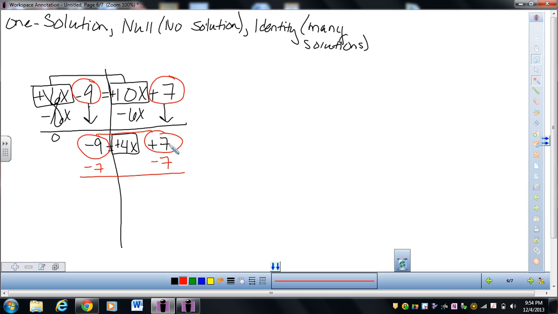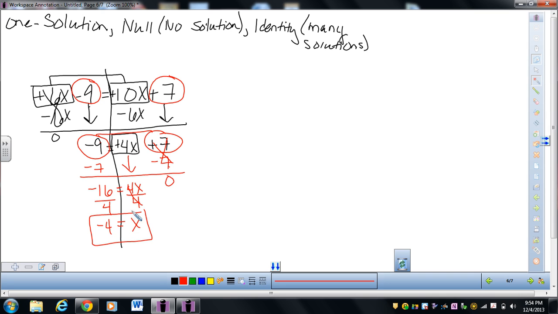And I have a positive 7 and a negative 7, which cancels out, it gives me 0. And I have a -9 and a -7, which when I combine them together gives me a -16. And then I've got this 4x that I haven't done anything with, so I bring him down. And because these two are being multiplied together, to undo multiplication, I do division. So I go ahead and divide both sides by 4, and I am left with x equals -4.